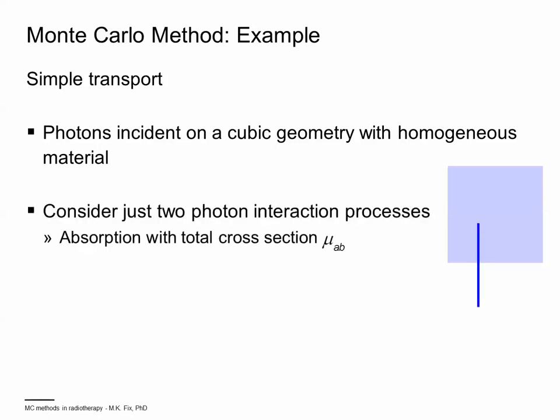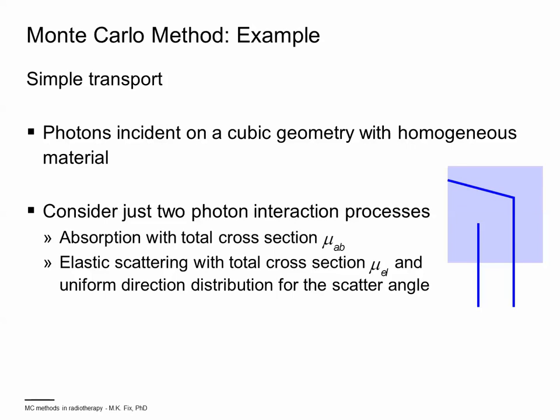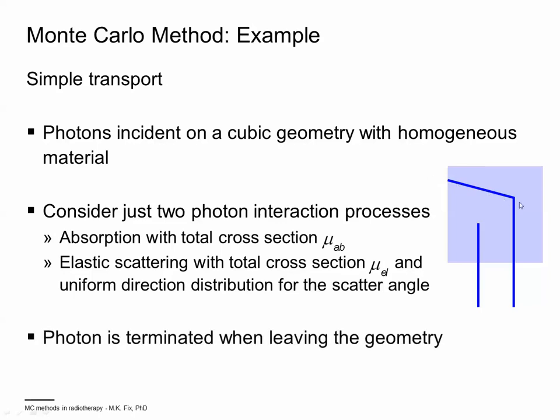We consider just 2 photon interaction processes. One is absorption with a total cross-section of mu absorption, and the second an elastic interaction with total cross-section mu elastic and uniform direction distribution for the scatter angle, as shown here. The photon should be terminated when leaving the geometry, like here.